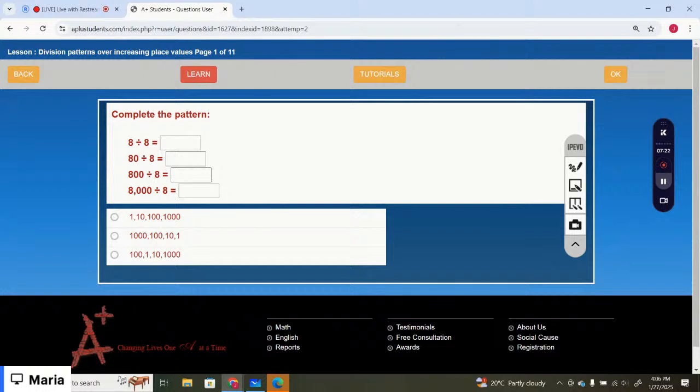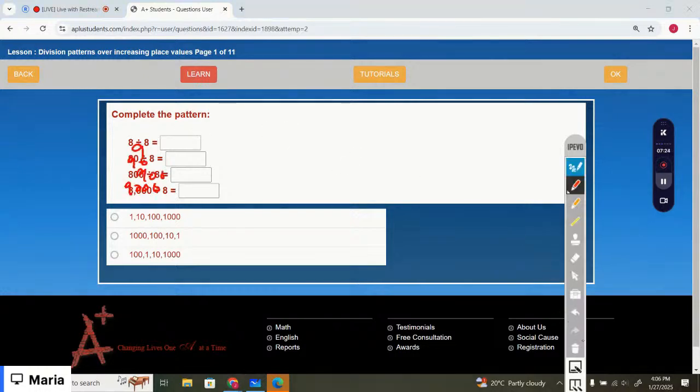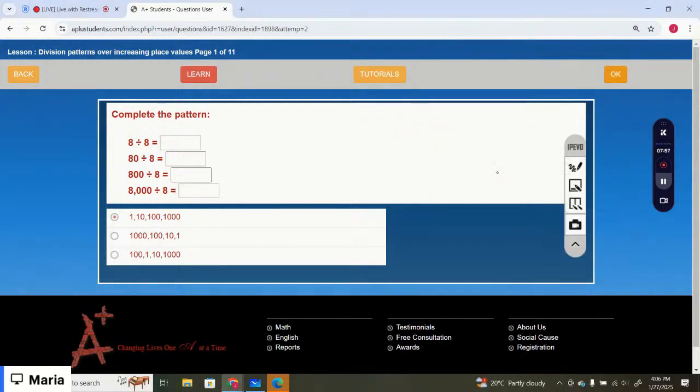So 8 divided by 8 is 1. Then 80 divided by 8 is 10. Then 800 divided by 8 is 100, because 8 divided by 8 is 1. You just have to add the zeros like this, 800 divided by 8. So 8 divided by 8 is 1. Keep the zeros as they are, right? Same thing you have to do, 8000 divided by 8. 8 divided by 8 is 1. You have to keep the zeros. So the correct option is 1, 10, 100, and 1000. So the correct option is option number 1.